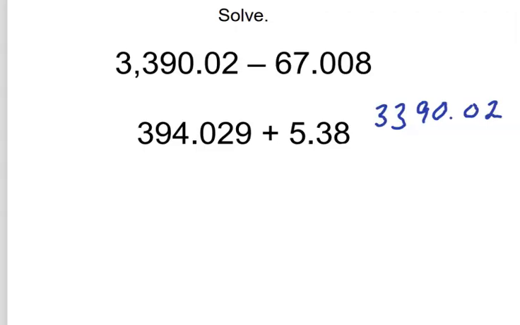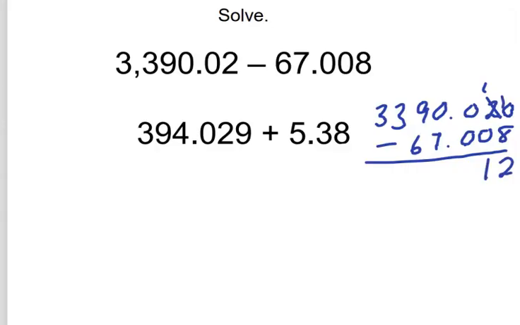So we have 67.008. All right, so we're going to have to put a 0 right up there. Let's subtract. Can we take 8 away from 0? Nope. So we're going to have to borrow from this 2 and make it a 1 and make that 10. 10 minus 8 is 2. 1 minus 0 is 1. 0 minus 0 is 0. Put the decimal point down there.